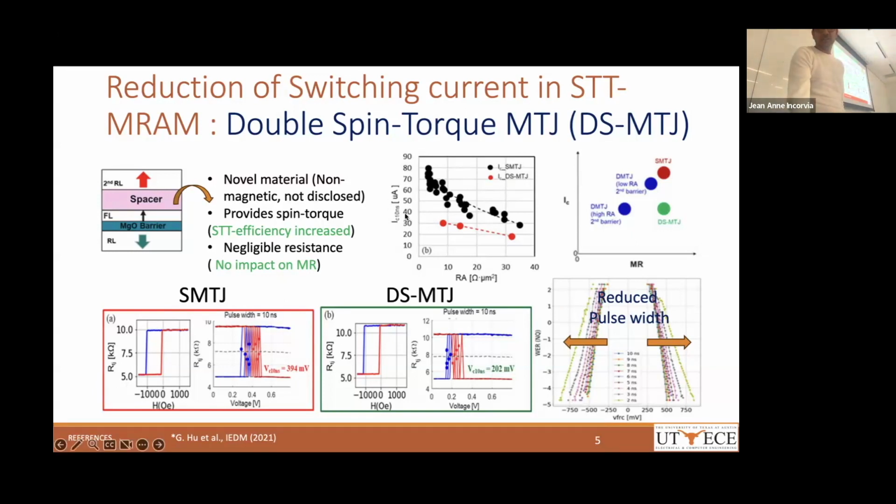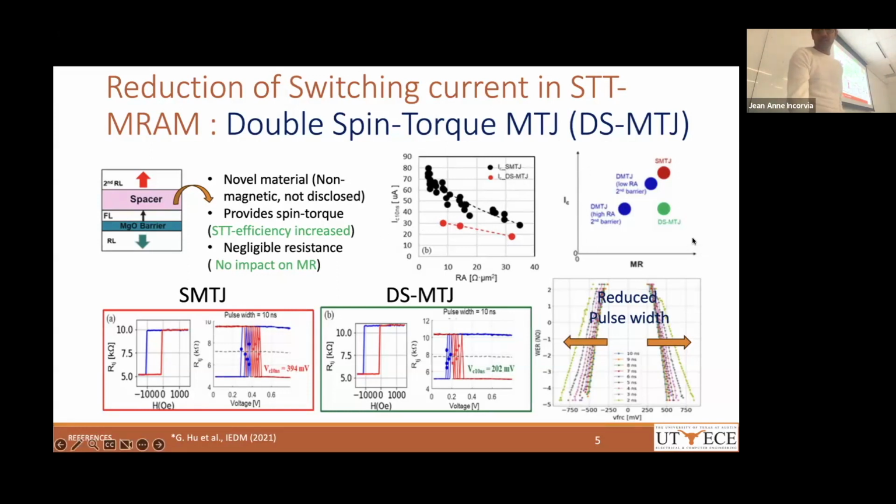And so if you see the IC versus RA plot, RA is basically the resistance area product, which relates to the thickness of the MgO barrier. You see that compared to the single magnetic tunnel junction, in the dual spin torque magnetic tunnel junction, we see a 2x reduction of the switching current.